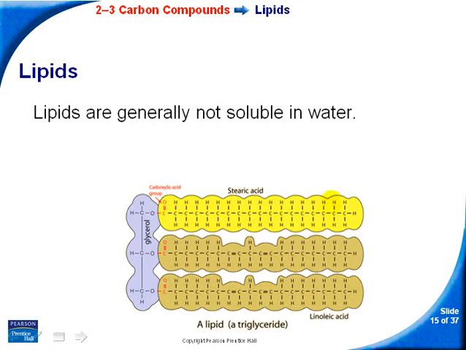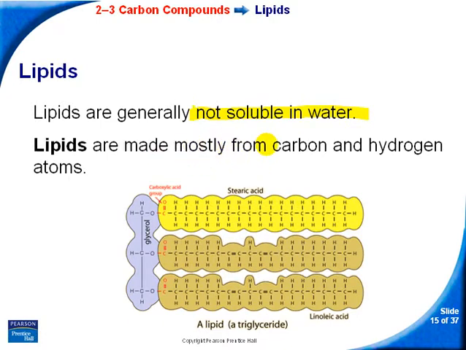Lipids. Lipids are generally not soluble in water, which is important when you see their function, and they're mostly made from carbon and hydrogen atoms. And here's a lipid right here, a triglyceride, and you can see they're all carbon and hydrogens, and you can see the long chains here. And note, there's parts to it. You have these long chains here, and then here you have this group in red called carboxylic acid, and then you see a glycerol.